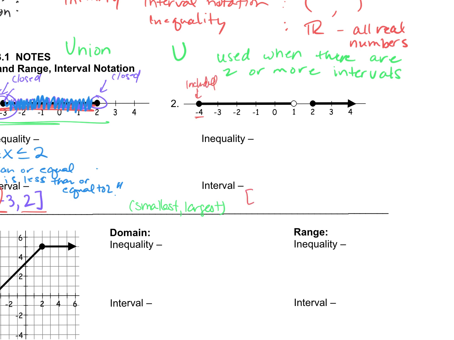Therefore, I have a bracket. I start at -4, and I'm going to go up to this number right here, which is an open circle, not included. So it is going to be comma 1 with a parentheses. Now I have more to go.